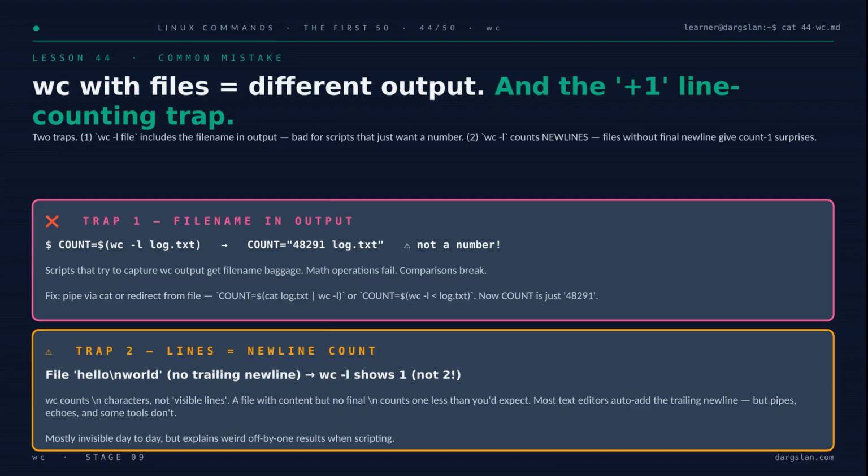The second trap is subtler. wc -l counts newline characters, not visible lines. A file ending without a final newline will read one short. Usually invisible, but it explains those mysterious off-by-one bugs in scripts.